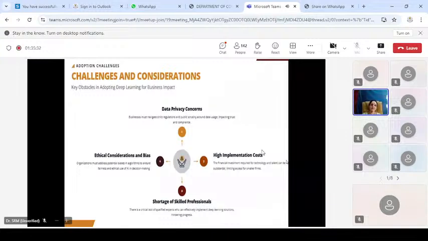Okay. Then ethical considerations and bias. See, DL models can unintentionally be responsible for biases if they are trained on biased data. What happened with Amazon in 2018? Amazon scrapped its AI recruitment tool in 2018 when it discovered the tool was biased against female candidates. The tool was trained on resumes submitted over a decade, predominantly from male applicants. Then what happened? It was leading to a gender bias in its recommendations.